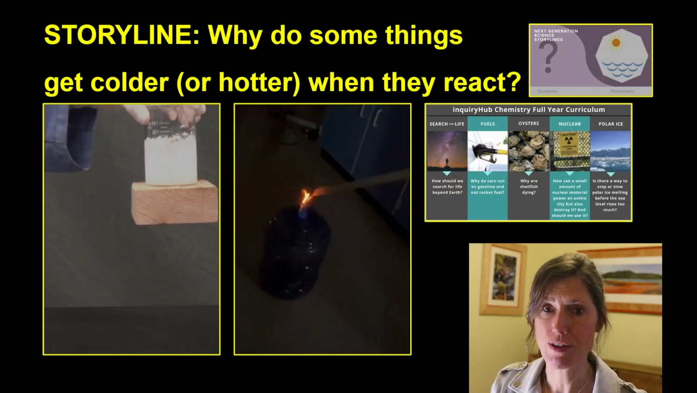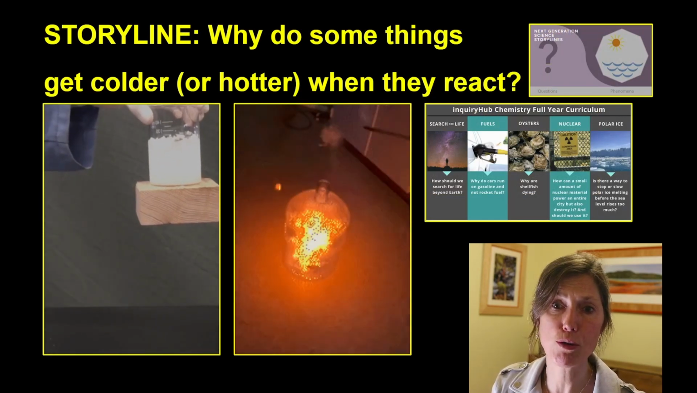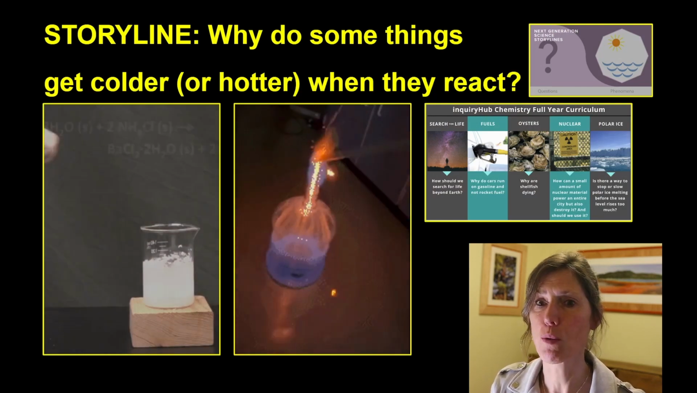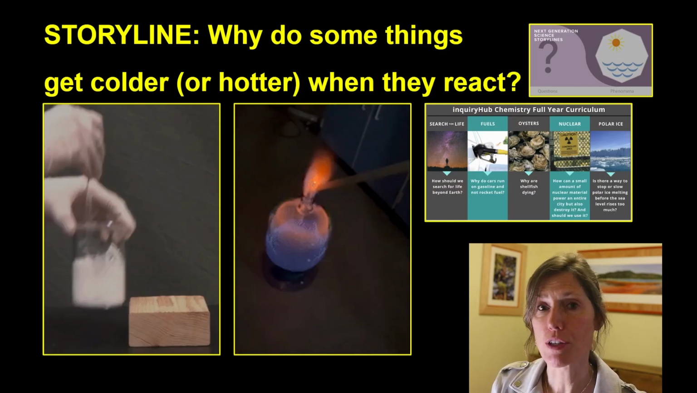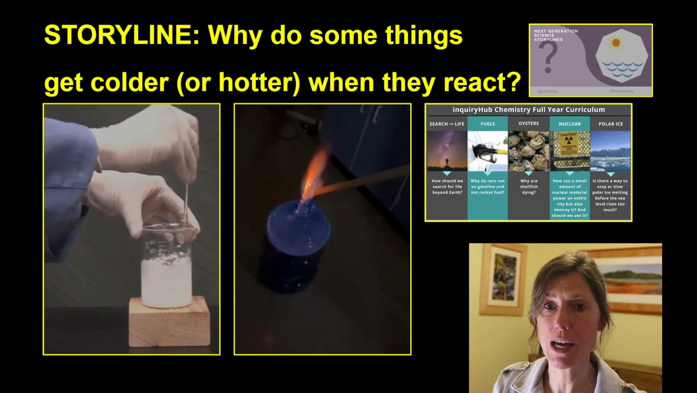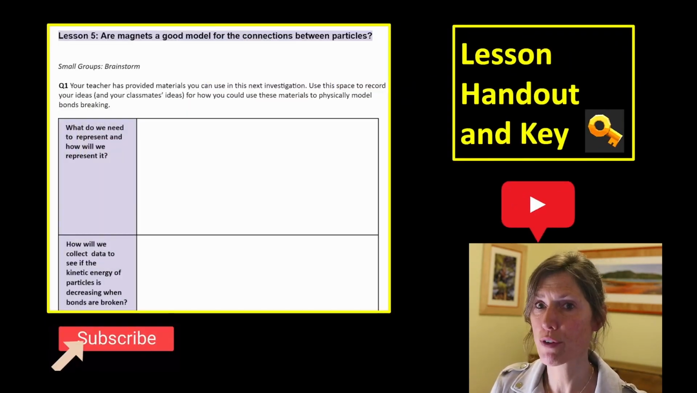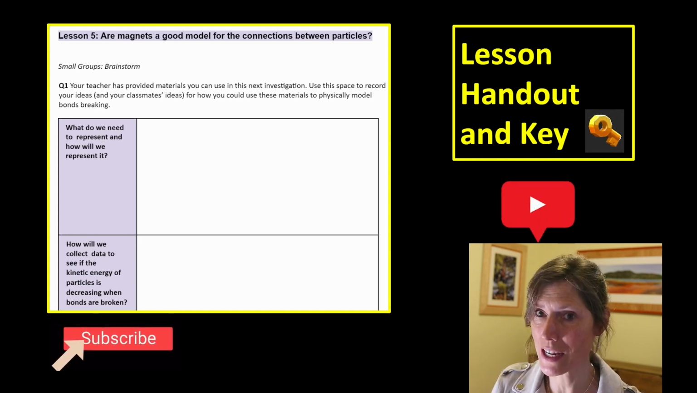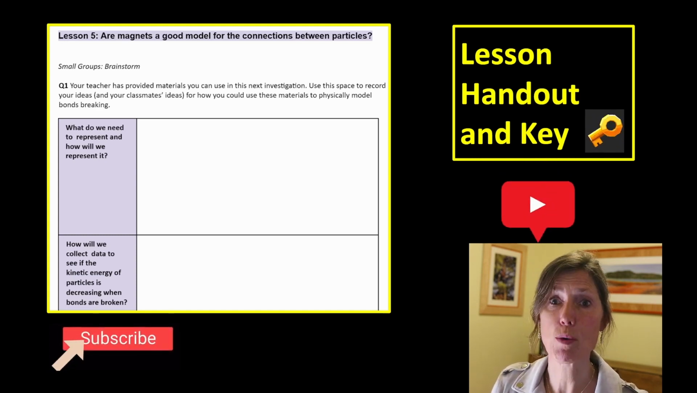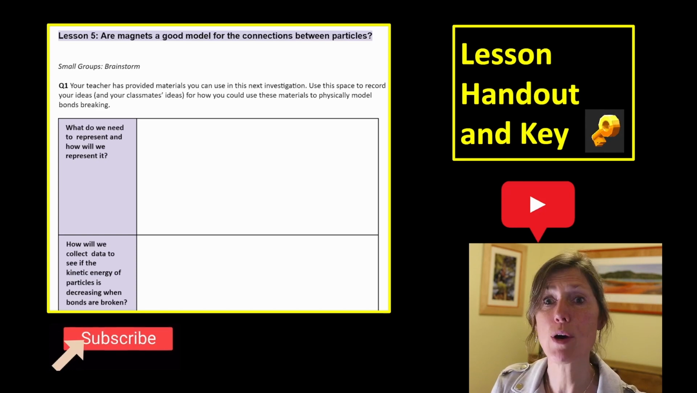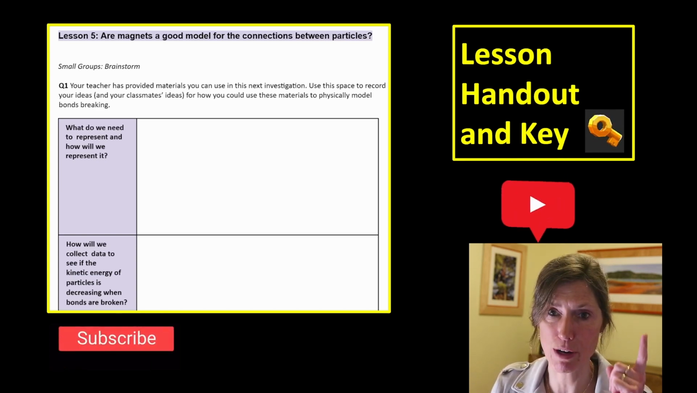I should note that this setup was inspired by the storyline called "Why Do Some Things Get Colder or Hotter When They React?" This is from the Next Gen Science Storylines and inquiryHub Chemistry. The actual student handout for this particular lesson involving the breaking of bonds is shown here with the links to the document as well as the key located in the description below. Also, check out my video that summarizes the first half of this exact storyline linked above.